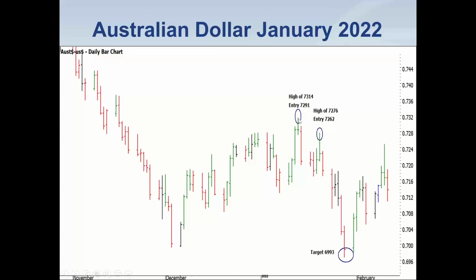Similarly, this 72.76 top, I called to within a couple of points about a day or so before that actually happened. And finally, the exit price down here, I actually recognized a few days before it happened. So that's an example of current forecasts today.